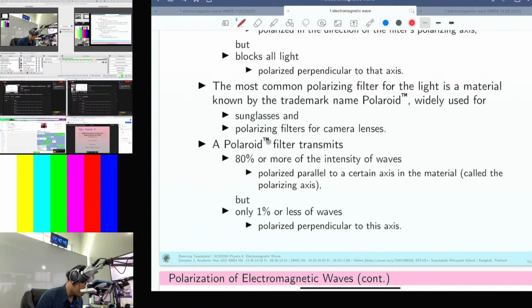Polaroid has the superscript TM because this is the trademark symbol. The Polaroid filter will allow approximately 80% of the intensity of the light. The polar axis is parallel to a certain axis in the material. It's called the polarizing axis, and it will allow 1% or less, or less than 1%. It depends on the quality of your wave.